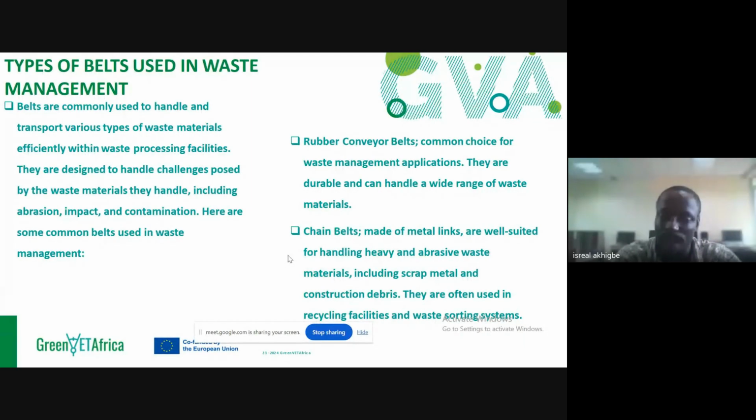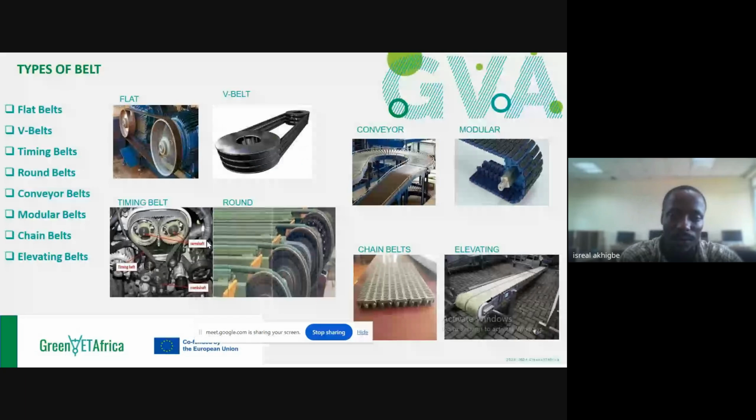Now for those that were not admitted at the time when I was speaking, this is just an example of a belt. What I said was that you commonly will find the V belt. This particular one in this, the nearest to this belt is the flat belt.